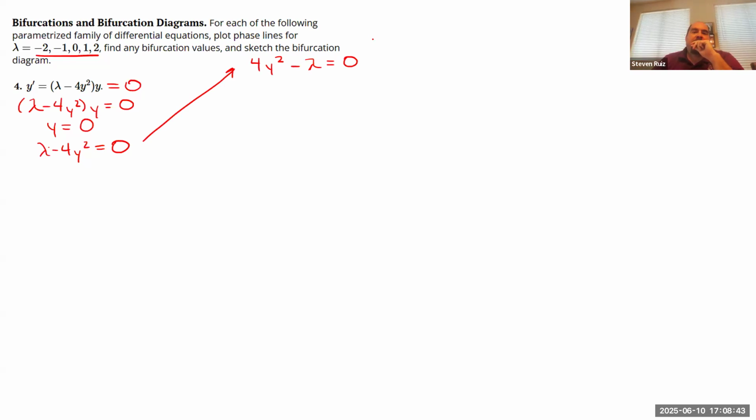And I'm going to use the discriminant to figure out basically my boundary lines. I can use the discriminant here because even though the differential equation we started with is not quadratic, it's cubic, this factor of it is quadratic. So for the discriminant, a is always the coefficient of your squared term, so that's 4. B is always the coefficient of your linear term. There is none, so that's 0. And C is always any term that's independent of variables, so negative lambda.